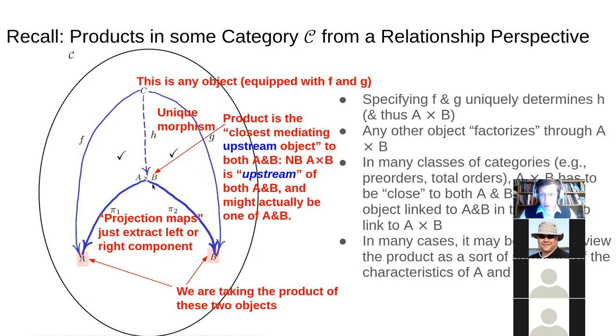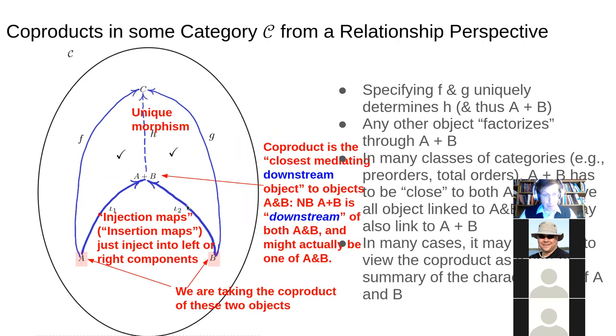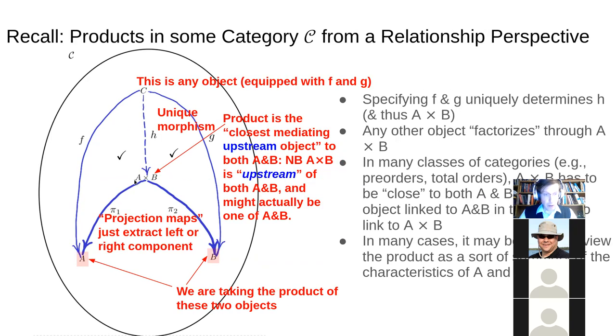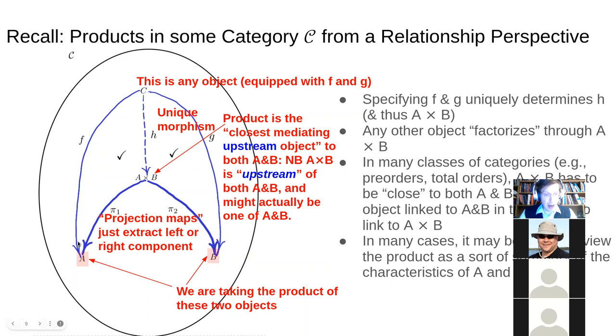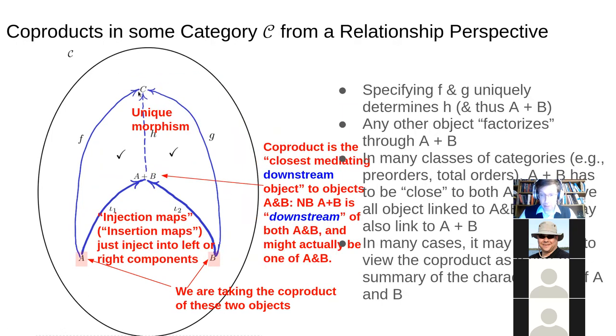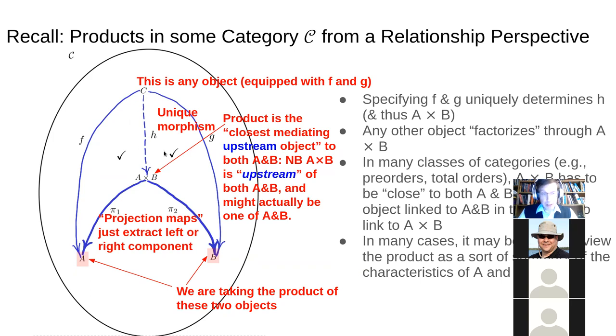The one that was from A cross B to B is now from B to A plus B. The one from A cross B to A is now from A to A plus B. The one that was from C to A is now from A to C. So it's the same basic diagram, except they're heading in the reverse direction.